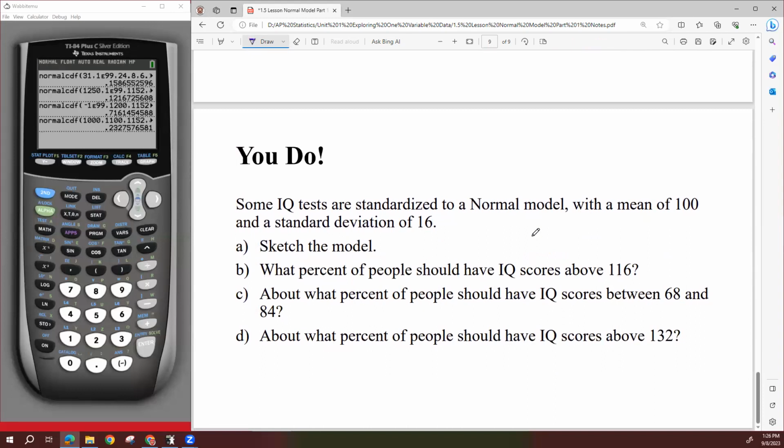So I want you to give this one a try, practice sketching the model, practice finding these scores using second VARs on the calculator. And if you do have any issues, please ask. We will go over this problem together. Take your time on this, ask for help if you need it, and of course, good luck.